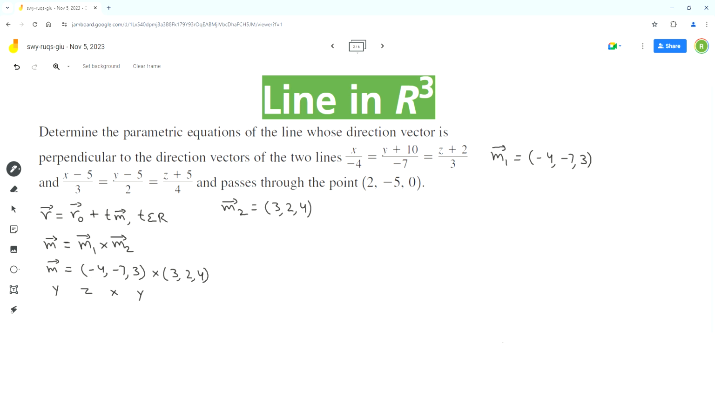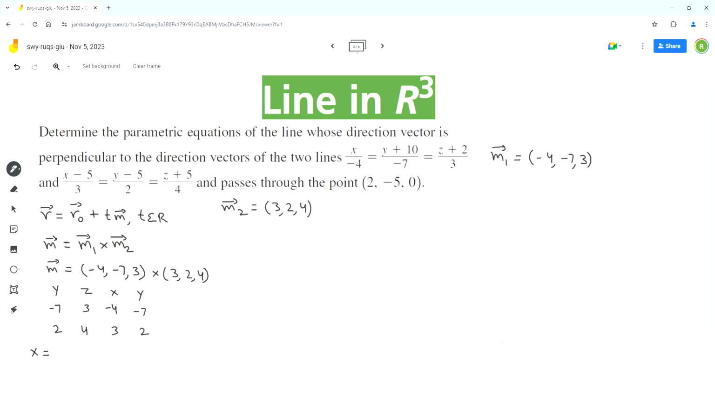In the first vector, the y component is -7, z component is 3, x component is -4, y component is -7. In the second vector, the y component is 2, z component is 4, x component is 3, and y component is 2. Now we can calculate the x, y, and z components of the cross product vector. So let's start with the x component. For that, we should cross multiply the y and the z components.